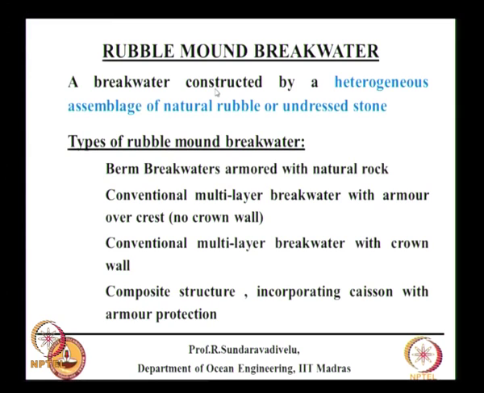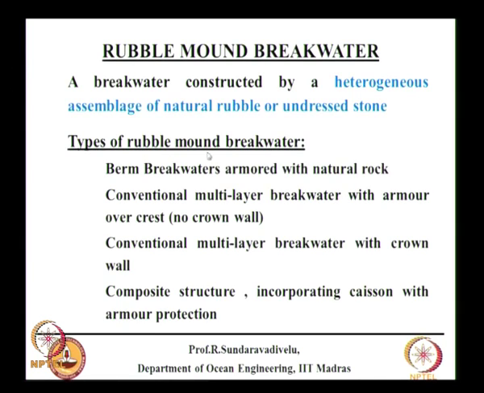So now we will see rubble mount breakwater is constructed by a heterogeneous assemblage of natural rubble or undressed stone. Rubble means stone only, undressed stone. Undressed means you do not make it perfect. If you go to temples and all, they make the size perfect, but perfect size is not good for rubble mount breakwater. You should not dress the stone, it should be random in shape. What is heterogeneous? What is the literal meaning of heterogeneous? Different kind. Mixture of different kind. Yeah, here it is a mixture of different size.